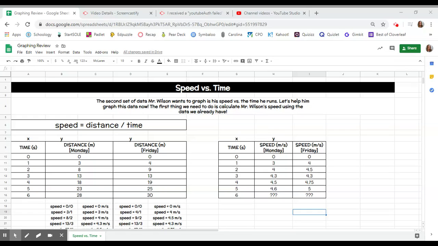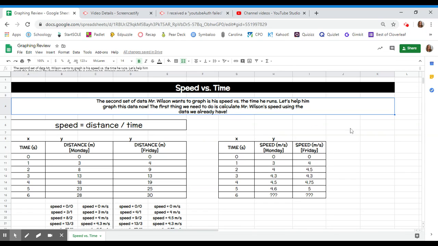Okay, so now we are going to graph speed versus time for Mr. Wilson. So up here it says the second set of data Mr. Wilson wants to graph is his speed versus the time he runs. So let's help him graph this data now. The first thing we need to do is calculate Mr. Wilson's speed using the data we already have.